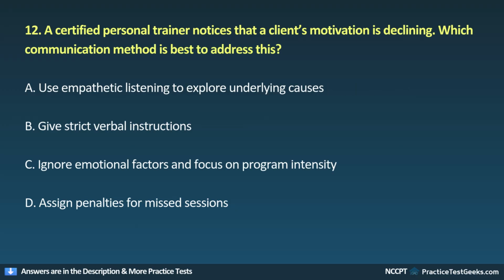12. A certified personal trainer notices that a client's motivation is declining. Which communication method is best to address this? A. Use empathetic listening to explore underlying causes. B. Give strict verbal instructions. C. Ignore emotional factors and focus on program intensity. D. Assign penalties for missed sessions.